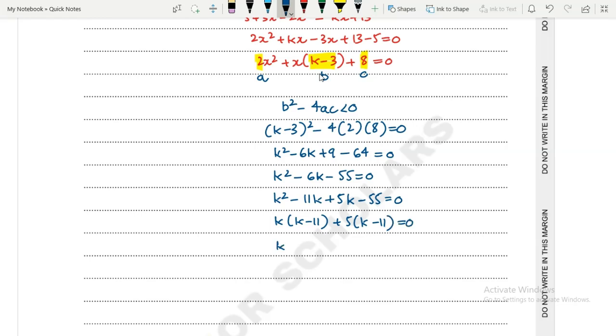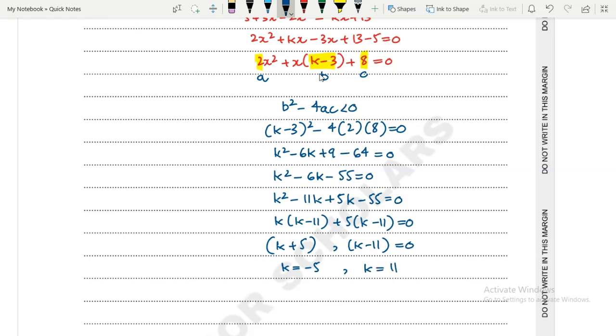Okay, so k plus 5 is one of the factors, and k minus 11 is the other factor, and these two will be equal to 0, or you can simply say less than 0. So this becomes k equals minus 5, or k equals plus 11.